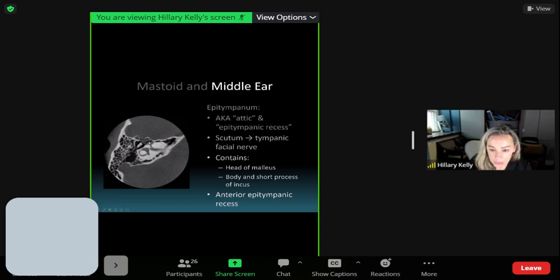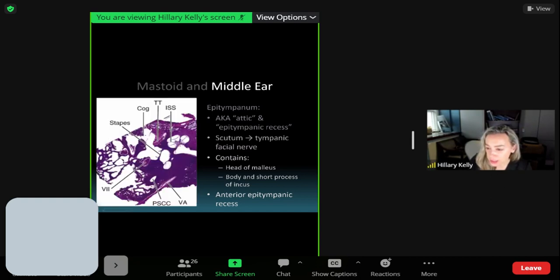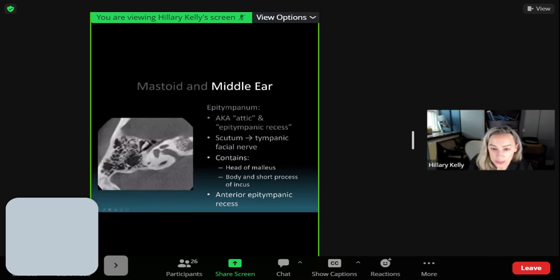All right, this is just a histologic segment of that. So here's the cog here, here's the tensor tympani here, here's the stapes, and so this anterior component here is what we're talking about, this anterior epitympanic recess. All right, as seen in this axial CT image, this is another example where the anterior epitympanic recess is just one single air cell, and this is the cog here, right? And here is your facial nerve. So you can see if cholesteatoma has eroded from here into here, you're more likely to compromise the facial nerve, all right?